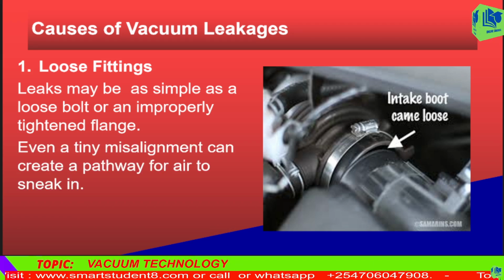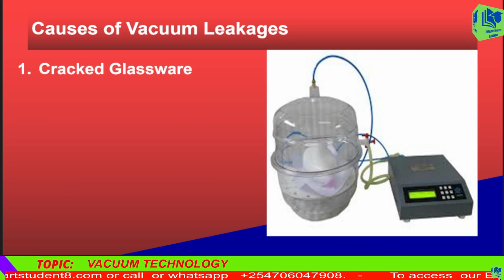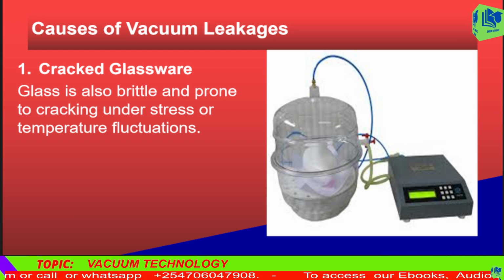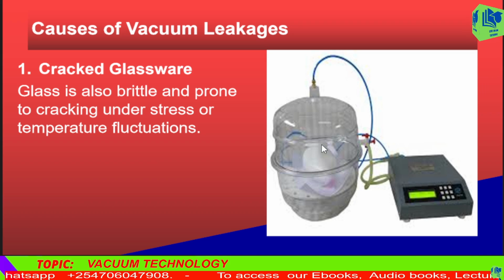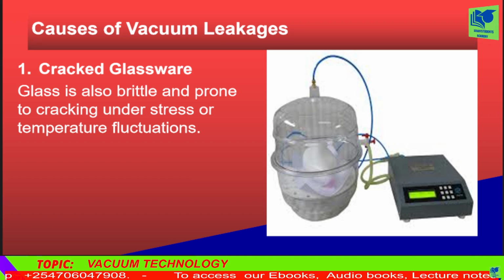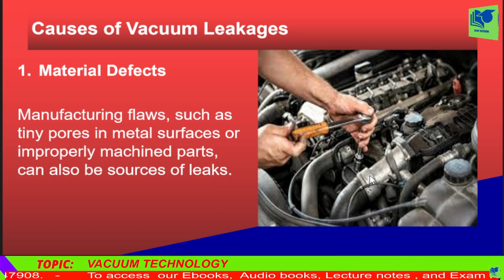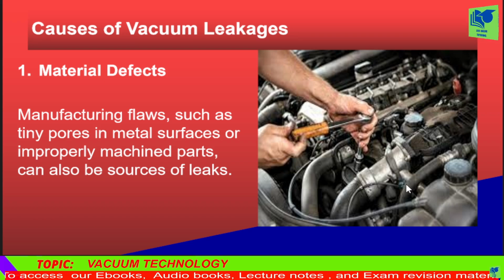3. Cracked glassware. Glass is often used in vacuum systems because of its non-reactive nature and transparency. But glass is also brittle and prone to cracking under stress or temperature fluctuations. 4. Material defects. Manufacturing flaws, such as tiny pores in metal surfaces or improperly machined parts, can also be sources of leaks. Methods for detecting vacuum leakages.